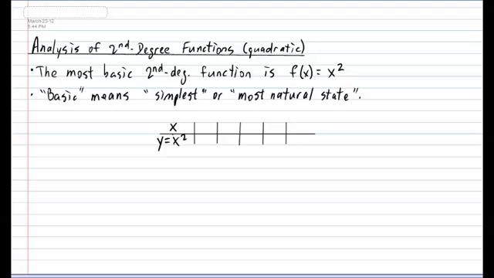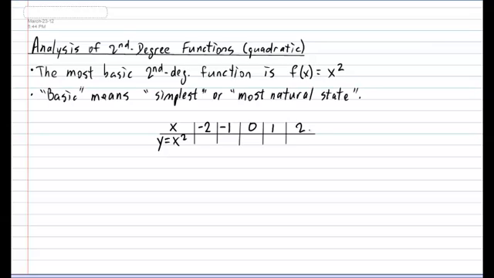Now I'm going to pick some random values for x. To keep life simple, I'm just going to use the following. How about minus 2, minus 1, 0, 1, and 2. These are pretty good values of x because there are some negative numbers, there are some positive numbers, and there's 0.